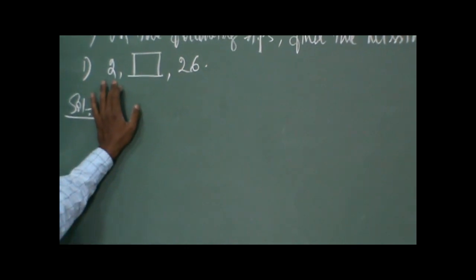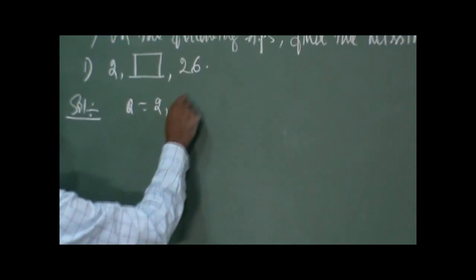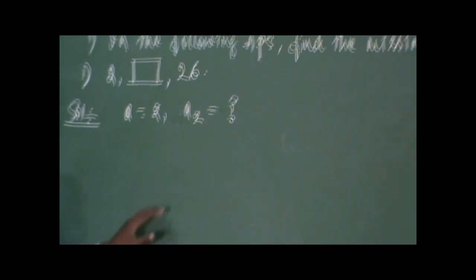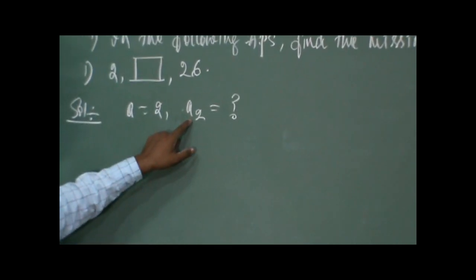So A2 is a term. In an AP, if you want to find out any term, you should know the value of A and D. Directly we have the value of A here. We just have to find out the value of D, that's enough. So let us write down the data. A is equal to 2. A2 he has asked, so A2 is equal to unknown. So let us define A2.